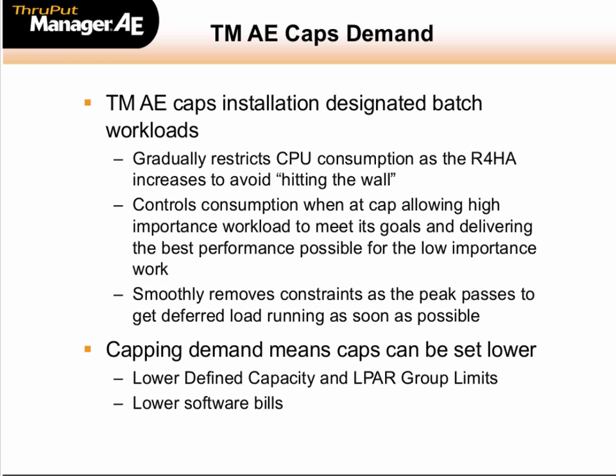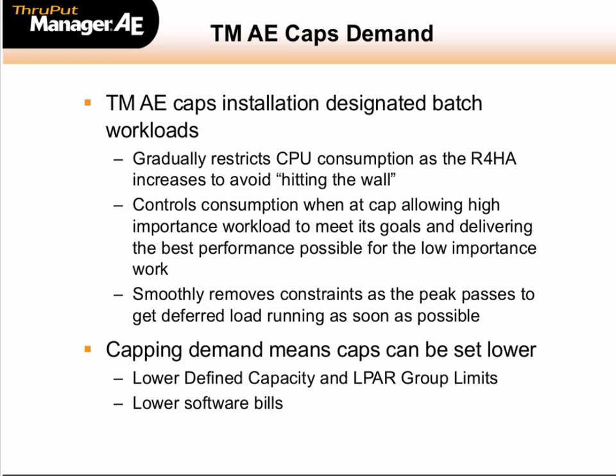When you become soft-capped at high rates of CPU utilization, this sudden drop in CPU availability can significantly affect performance. And when this happens, this usually causes installations to immediately increase their limits and their software bills. By taking action in stages before the limit is reached, TMAE makes capping manageable and eliminates the negative performance effects.